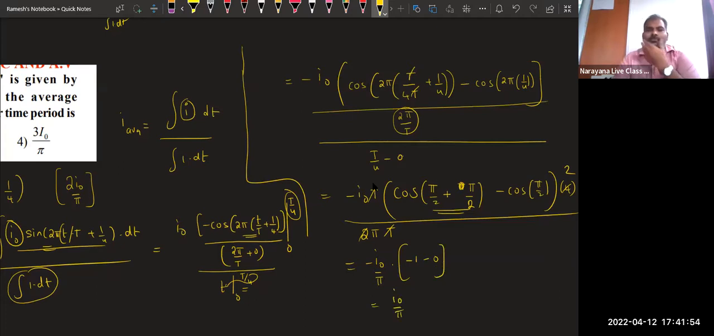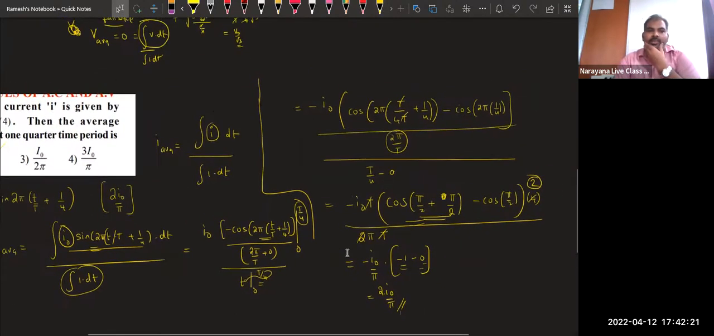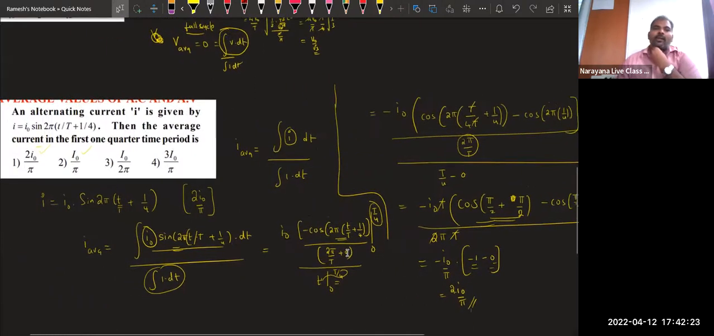Sir, the 2 you missed, sir. Which 2? The numerator 2 is there, no, sir. That side. The 2 you missed. 4 we have answered. 2 I not by pi will come. Yes, is correct. 2 I naught by pi. Here this 2 I missed. So cosine 180 means how much? 1 only, na? Surely. Minus 1, correct only. So what is your answer? 2 I naught by pi only the answer.